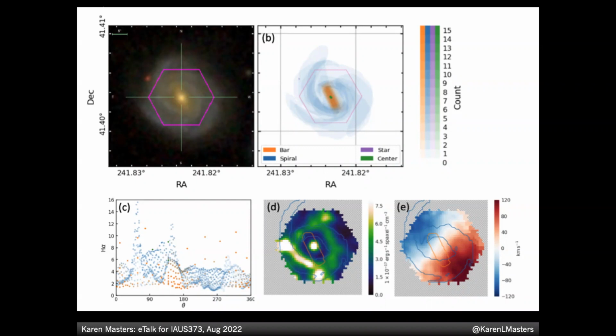You can also plot the flux per spaxel as a function of, for example, azimuth in panel C there, color-coded by different features. So the blue points in panel C are the H-alpha flux in the spiral and showing how that varies with azimuth, and the orange there are the bars. So you can see the direction of the bar from that plot pretty easily.